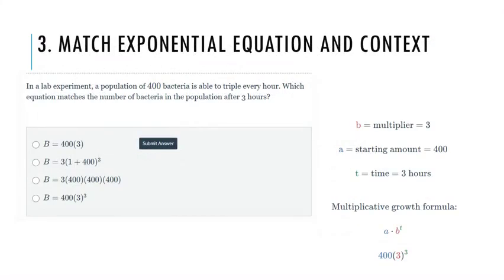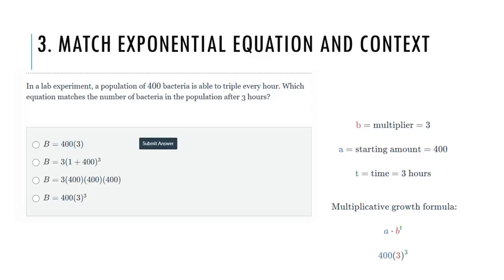In a lab experiment, a population of 400 bacteria is able to triple every hour. That's why when you get bacteria, guys, it's deadly if you don't get it under control, because it just keeps growing and growing at such a fast rate. Which equation matches the number of bacteria in the population after 3 hours?